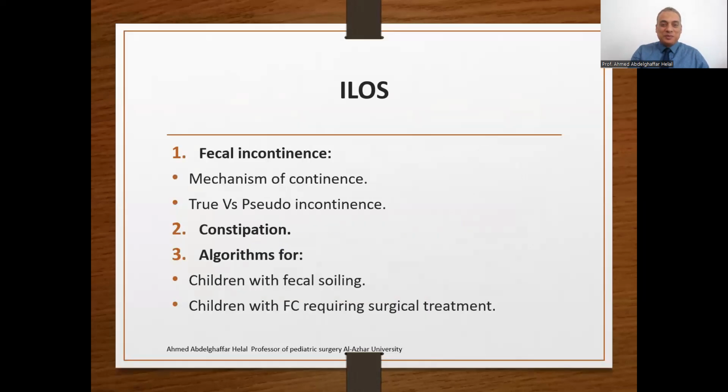Let's start. Our ILOs will be: what is fecal incontinence? What is the normal mechanism for continence? And what is true and pseudo fecal incontinence? Then we will speak about constipation in children. And finally, we will put algorithms for children with fecal soiling, how to deal with them, and for children with functional constipation requiring surgical treatment, which is very important for the pediatric surgeon.